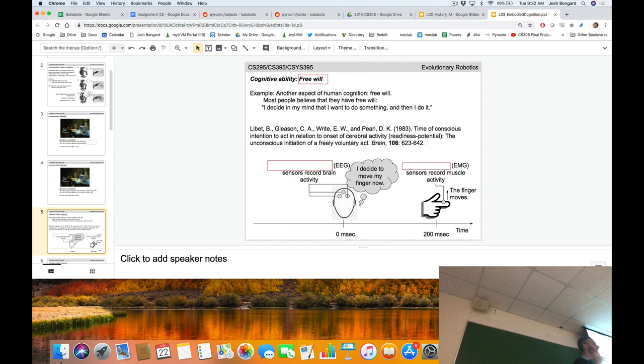EEG is not so good at picking up electrical signals deep in the brain, but it can get a lot of the surface, which is good news for us because most of the abstract thinking, the human type of thinking, planning, reasoning, mathematics, language, a lot of that takes place on the surface of the brain. So we can capture a lot of that.